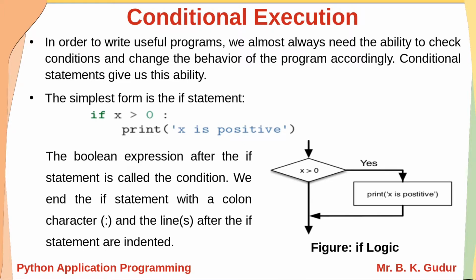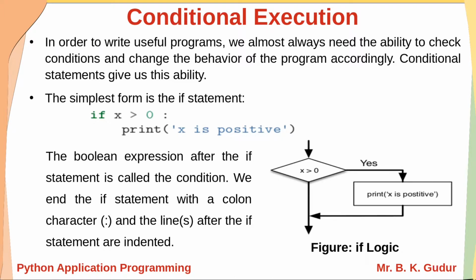So what is conditional execution? Dear students, normally when we write a program, the statements will be executed in a sequence in which they appear. Whereas in order to write useful programs, we almost always need the ability to check conditions and change the behavior of a program accordingly. Instead of sequential execution, based on some conditions, we need to execute some part of the code and skip some other part of the code. Or, for example, we need to select one of the two alternatives available based on the conditions.